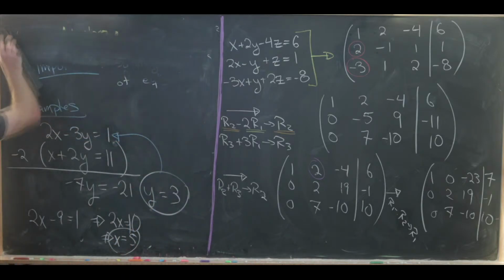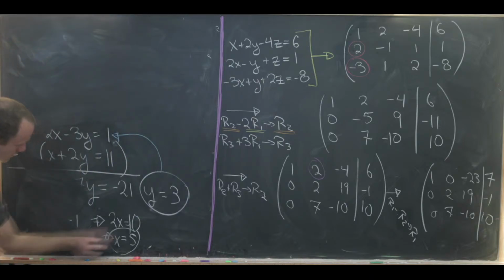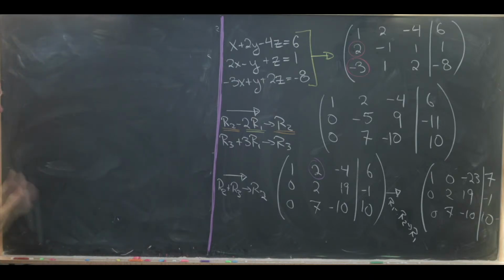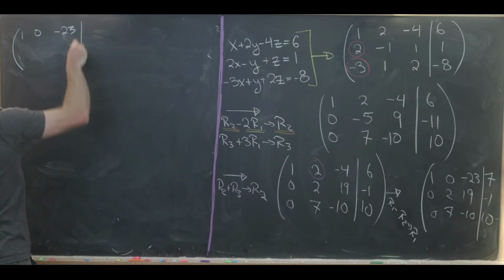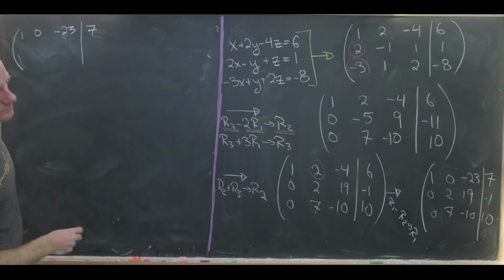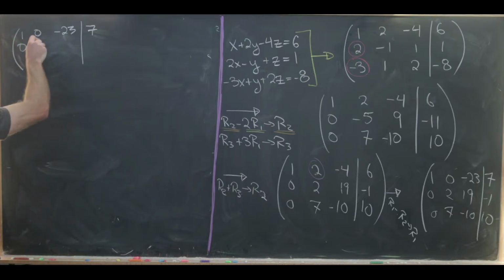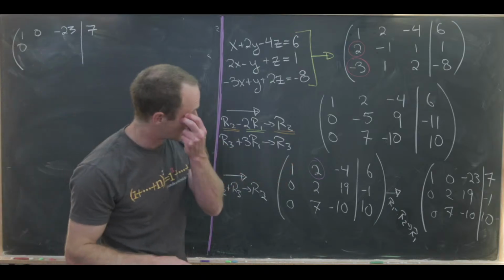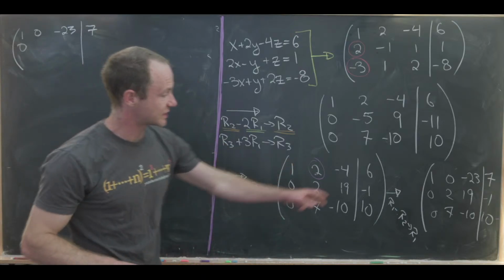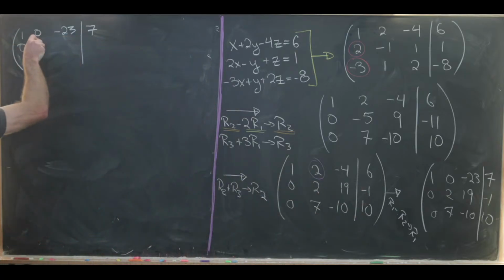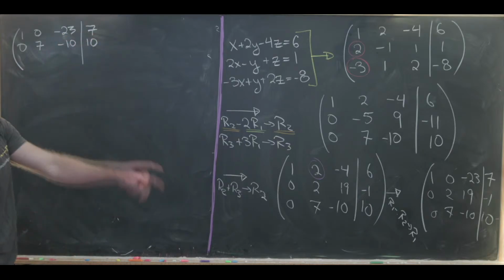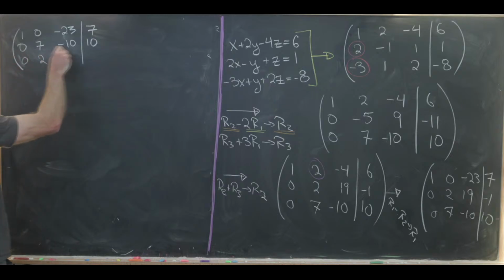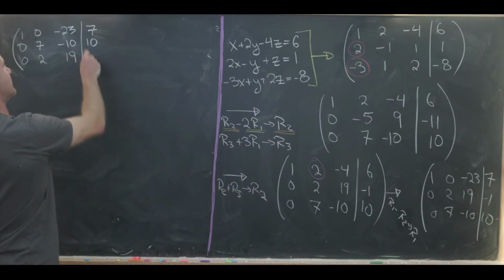Now let's put that over here and see where we can take that. So we've got 1, 0, negative 23, 7, and then 0. I'm gonna divide row 2 by, actually I'm gonna swap row 2 and row 3 right now. So 0, 7, negative 10, 10. So that's swapping row 2 and row 3, and then 0, 2, 19, negative 1.